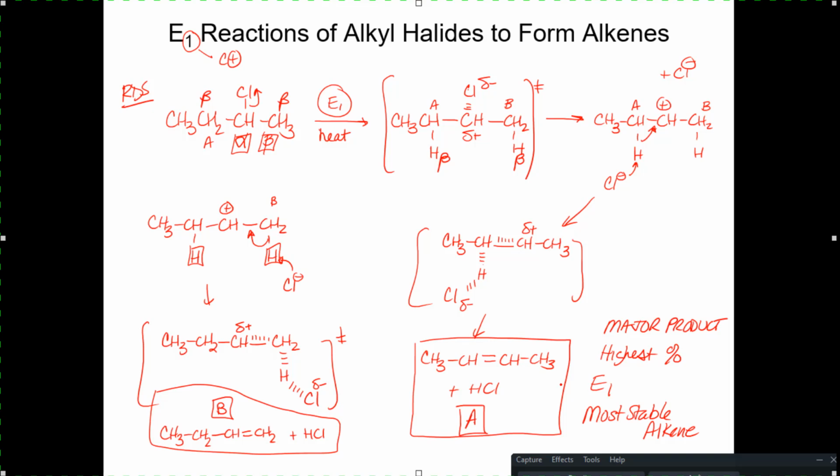So now my question to you is, which product, A or B, is the more stable alkene? And remember, more stable alkene means more substituted. So which is the more substituted, which is the more stable alkene? What's going to be the major product of this reaction? A, B, or if they had the same number of alkyl groups attached, it could be both. So is it going to be A, B, or both?